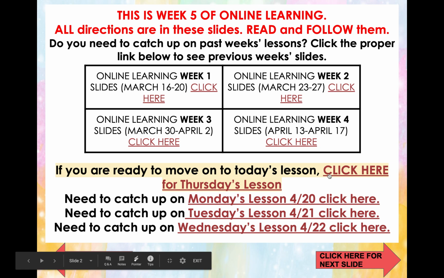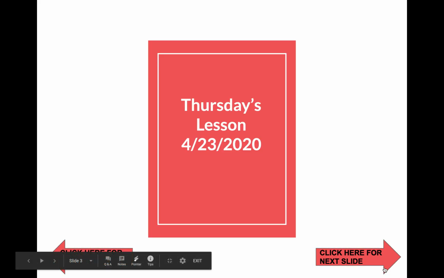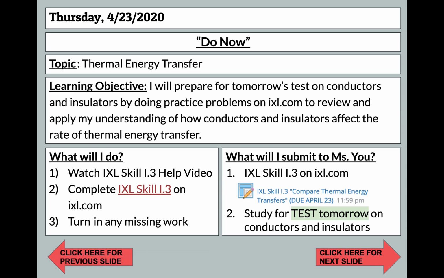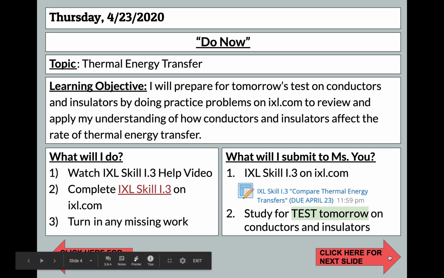Alright, so it says if you're ready to move on to today's lesson, click here. Today is Thursday. Let's go over what you're doing. Our learning objective says, I will prepare for tomorrow's test. You have a test tomorrow on conductors and insulators by doing practice problems on IXL.com to review and apply your understanding of how conductors and insulators affect the rate of thermal energy transfer, how quickly thermal energy can transfer. So what will you do? You're watching the video and then you'll complete IXL Skill I.3 and then you'll turn in any missing work. And then you also need to study for tomorrow's test.